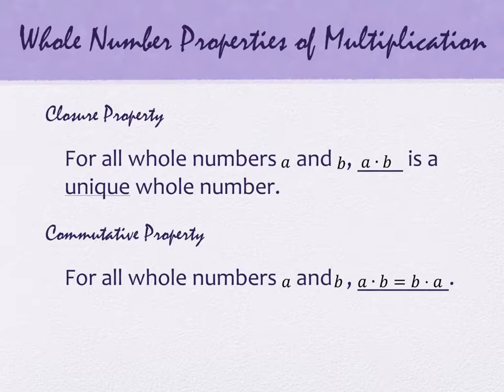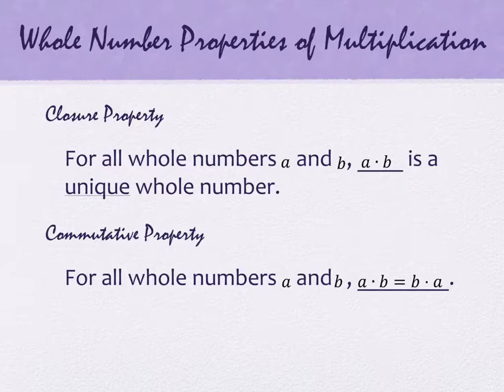The first one, the closure property. The closure property says that for all whole numbers A and B, A times B is a unique whole number. And we talked about this with addition, right? If I take 2 whole numbers and I add them, I get another whole number. Well, same is true for multiplication. If I take 2 whole numbers and I multiply them, then I get another whole number. And again, this is unique with multiplication. It didn't work with subtraction.